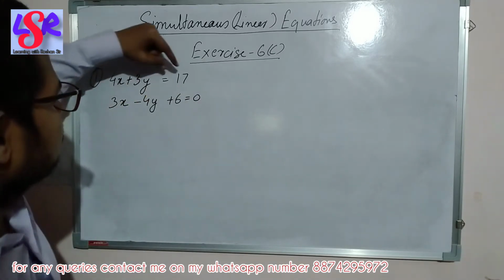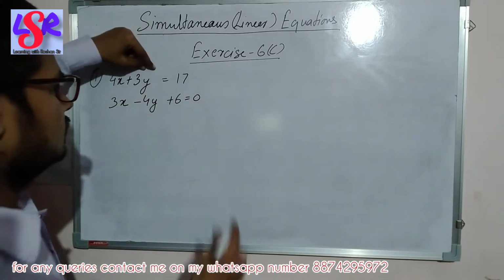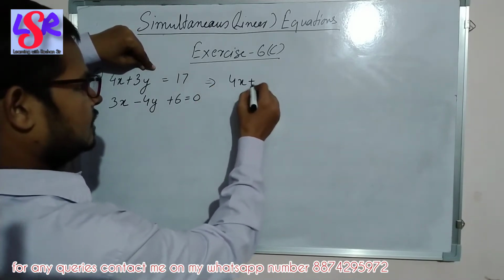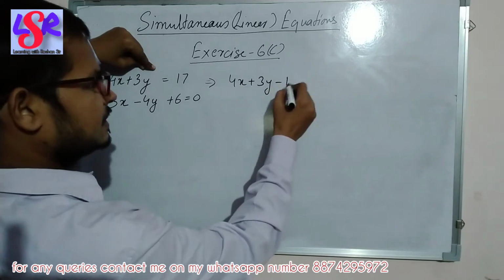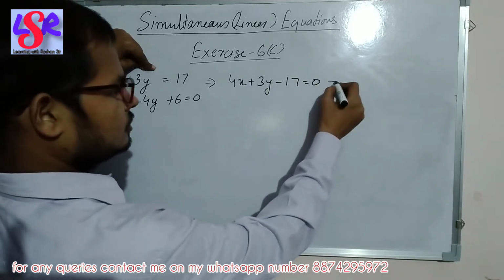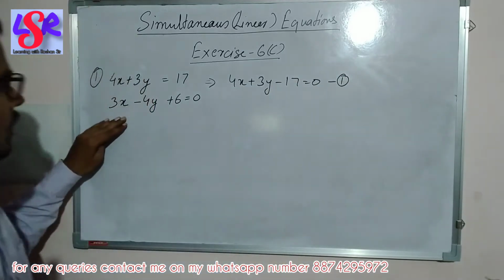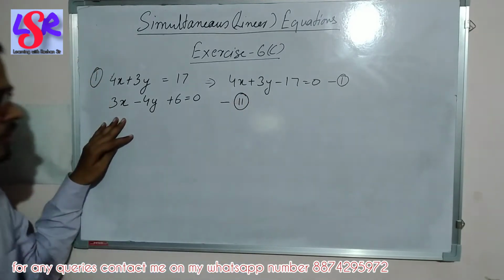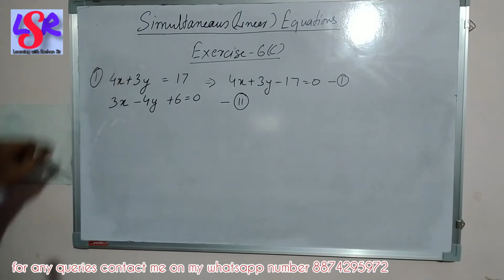to 17. Very first of all, we are going to put this 17 on this side to make it in standard form, that is 4x plus 3y minus 17 equals to 0, and this will be your first equation. This is already in the standard form, so this will be your second equation. Now we are going to use the cross multiplication method.